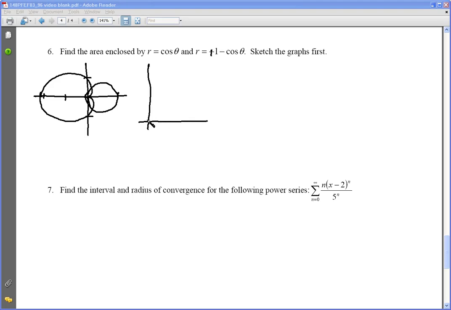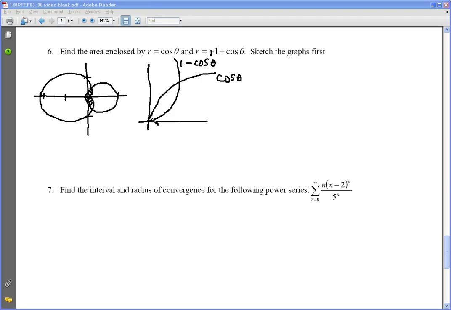So we've got the cardioid coming up like this. So this is our 1 minus cosine theta. And then we've got the circle coming like this. So that's our cosine theta. And again, we want to find the area enclosed here and the area here. By symmetry, those two are the same, so we're just going to find this area here and double it.